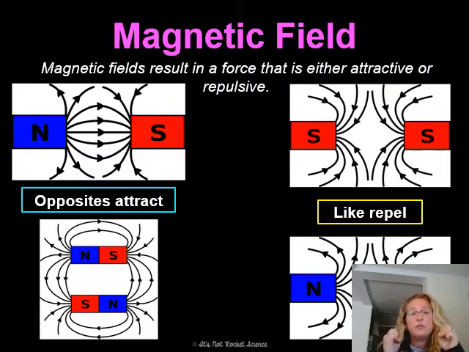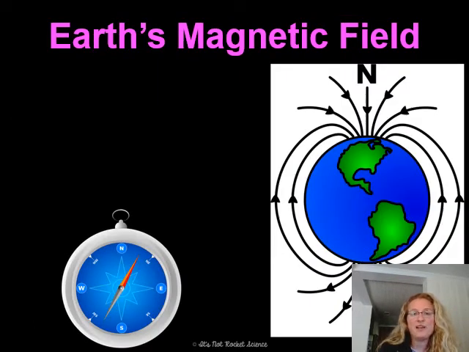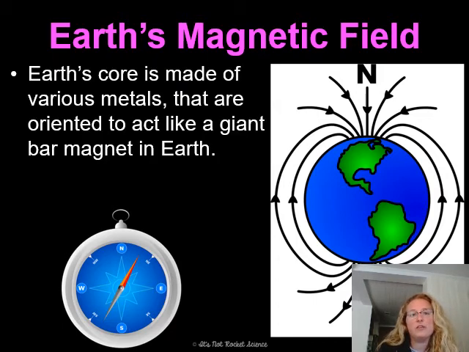Similarly, if you take two south poles or two north poles and try to put them together, as you get much closer, you will literally be able to feel them pushing each other away. That's something most people have played with since they were in grade school. This isn't earth-shattering, but that's because of the magnet. So let's talk for a minute about Earth's magnetic field. Really cool thing: Earth's core is made of various metals that are oriented like a giant bar magnet. We're familiar with the concept of north and south pole, and those are actually like the north and south pole of a magnet.